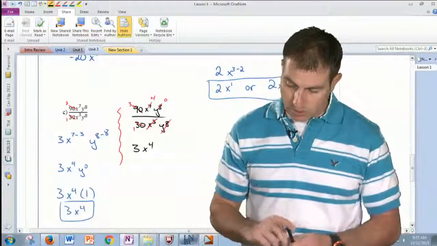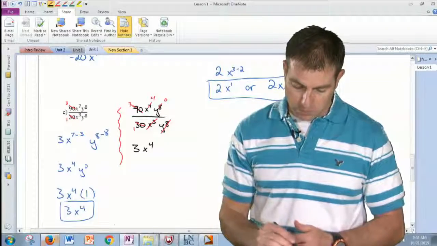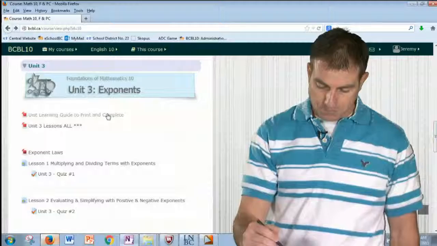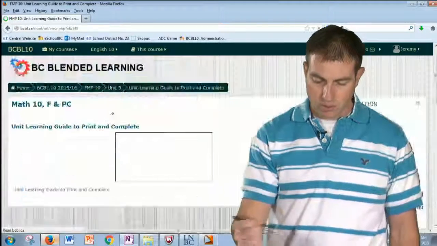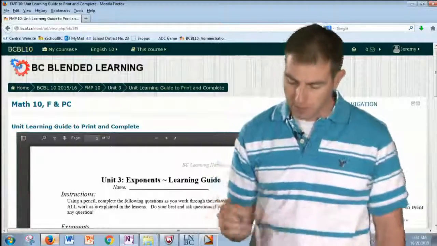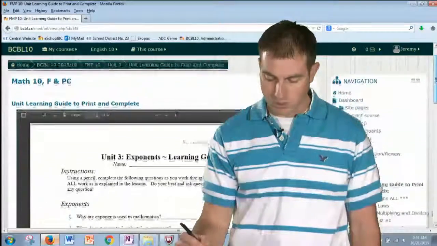Okay, I'm just gonna jump into the learning guide. So if I go back to the course here, Unit 3 learning guide up at the top. I think this is working a lot better in terms of the amount of work you guys are doing. That first unit, we did Unit 2, kind of killed off a few of you guys, which wasn't good.